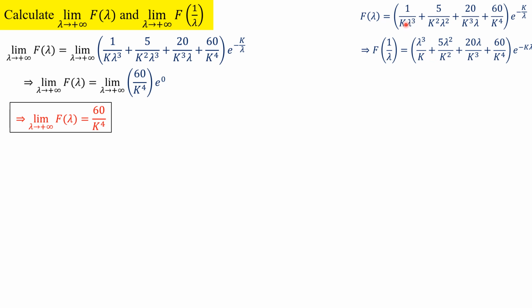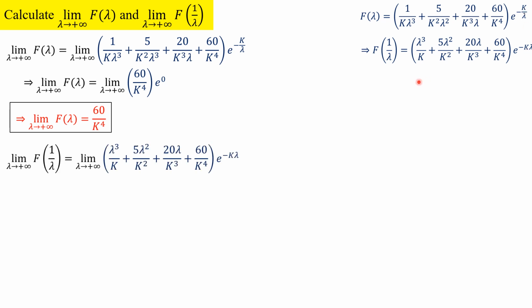The first term here, since 1 over lambda in the denominator becomes 1 over k divided by lambda cube, so it reverses. Same thing for the other terms, and same thing in the numerator and in the power here. Negative k divided by 1 over lambda is negative k lambda. So the limit as lambda tends to infinity of f of 1 over lambda is the limit as lambda tends to infinity of this expression, because it is our f of 1 over lambda.